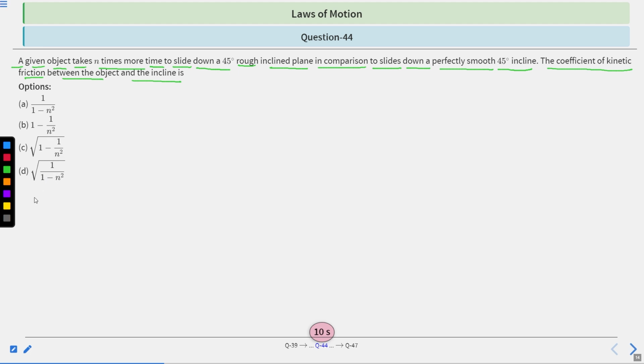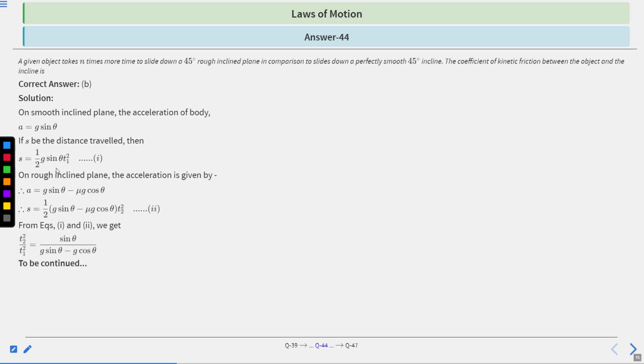A, B, C, D. Read the question carefully. Clear? You have 10 seconds to solve this question. After 10 seconds, we will provide the solution. Clear? Let's find a solution.